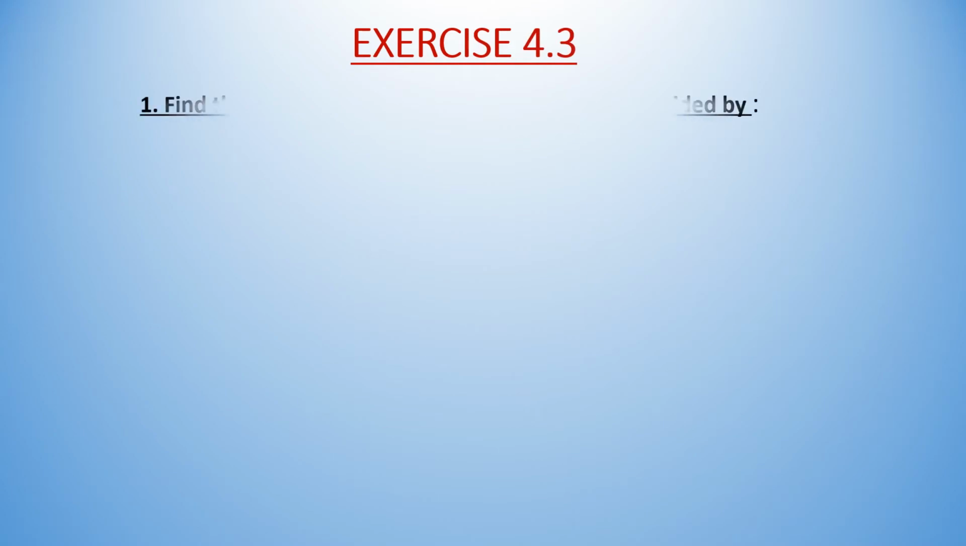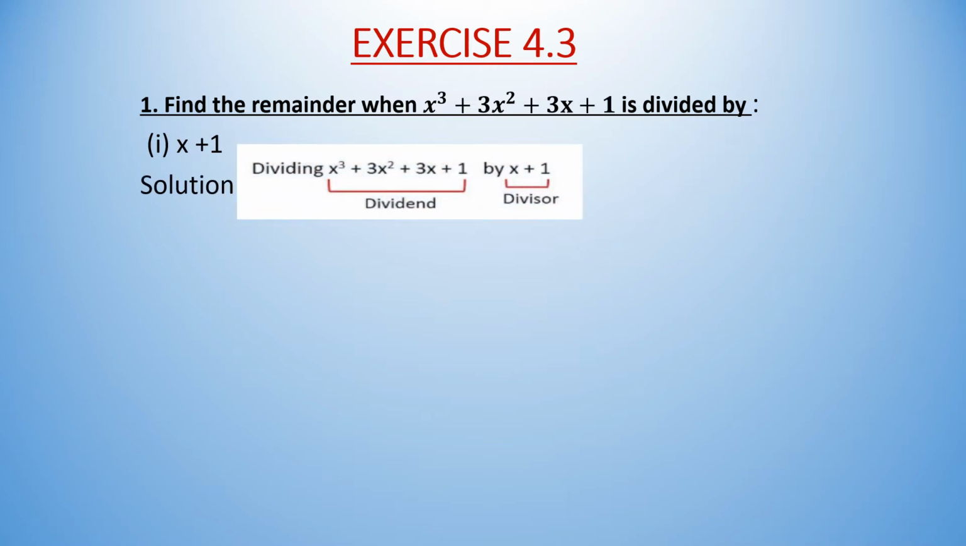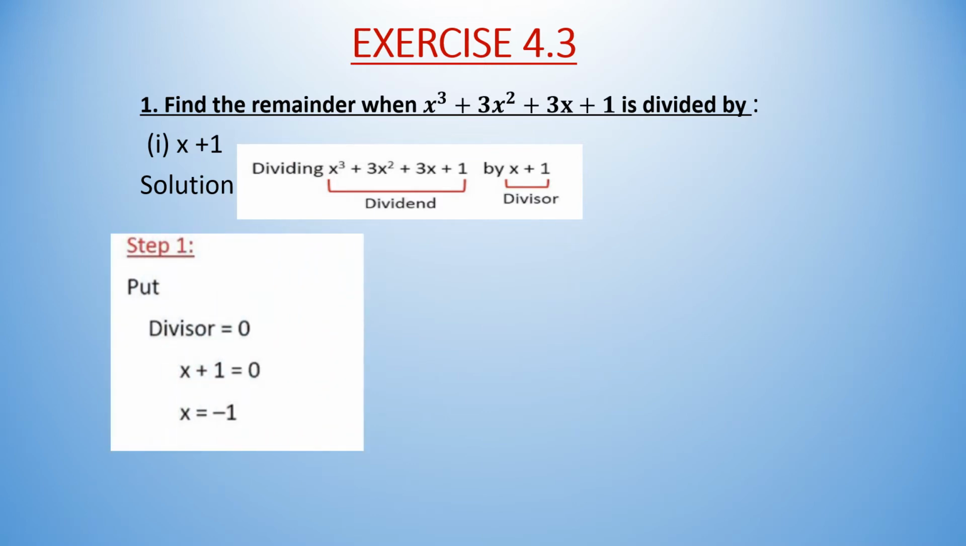Exercise 4.3, first question. Find the remainder when x cube plus 3x square plus 3x plus 1 is divided by x plus 1. Solution. We consider dividing x cube plus 3x square plus 3x plus 1 by x plus 1. Here x cube plus 3x square plus 3x plus 1 is the dividend and x plus 1 is the divisor. To find the remainder, the first step is to put divisor is equal to 0. So in this case, x plus 1 is equal to 0.